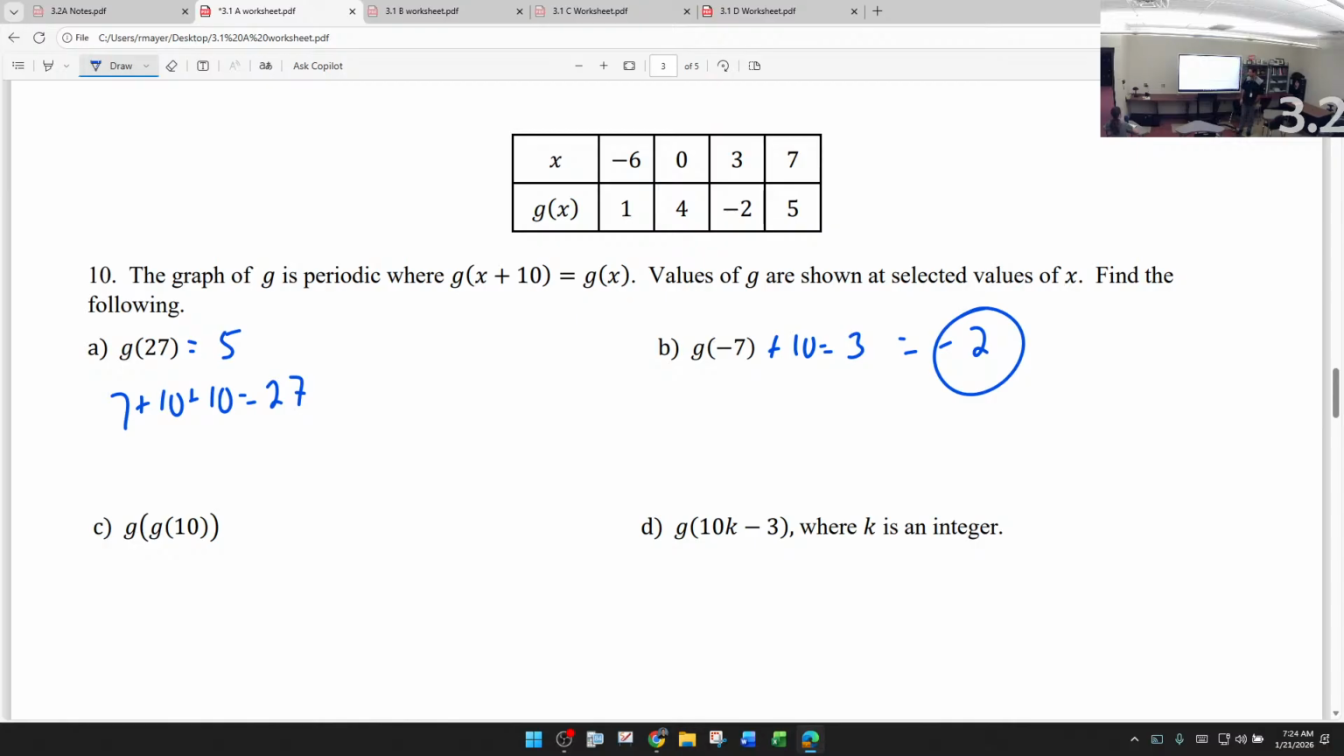Oh, G of G of 10. That's a composite. So G of 10, I would subtract 10 and get 0. So this is the same thing as G of 0, and G of 0 is 4. So then I've got to do G of 4. I don't have a 4, so I add 10 to 4, which gives me 14. I don't have that, so I subtract 10 from 4, and I'll get negative 6. So this should be 1.